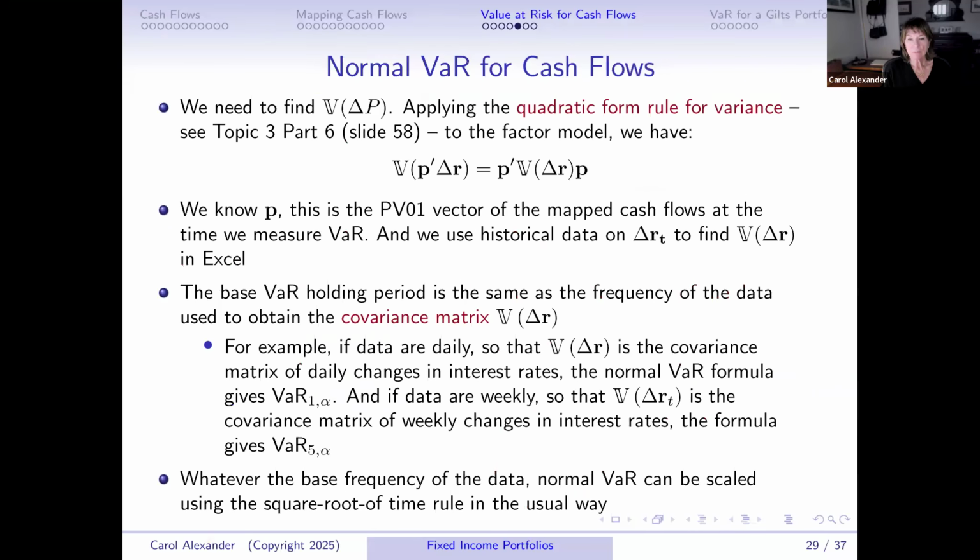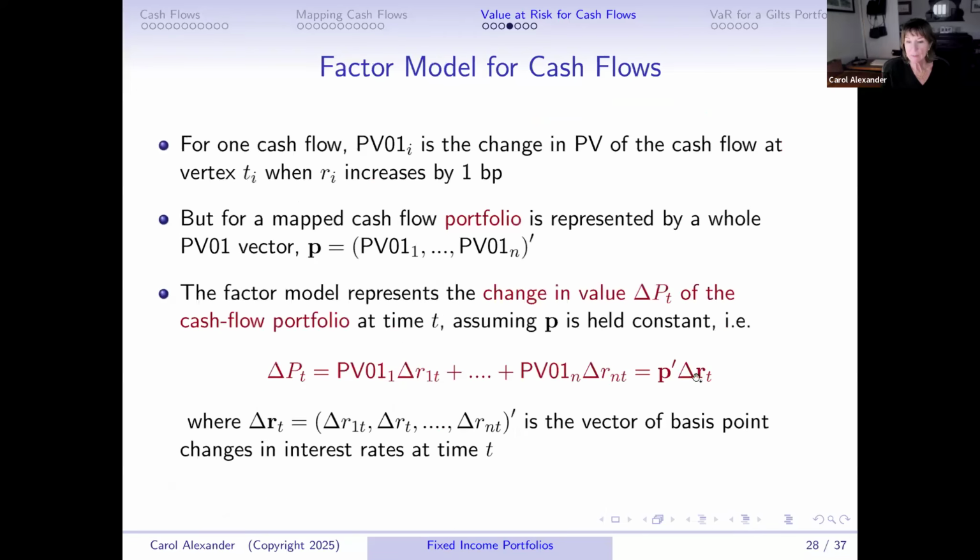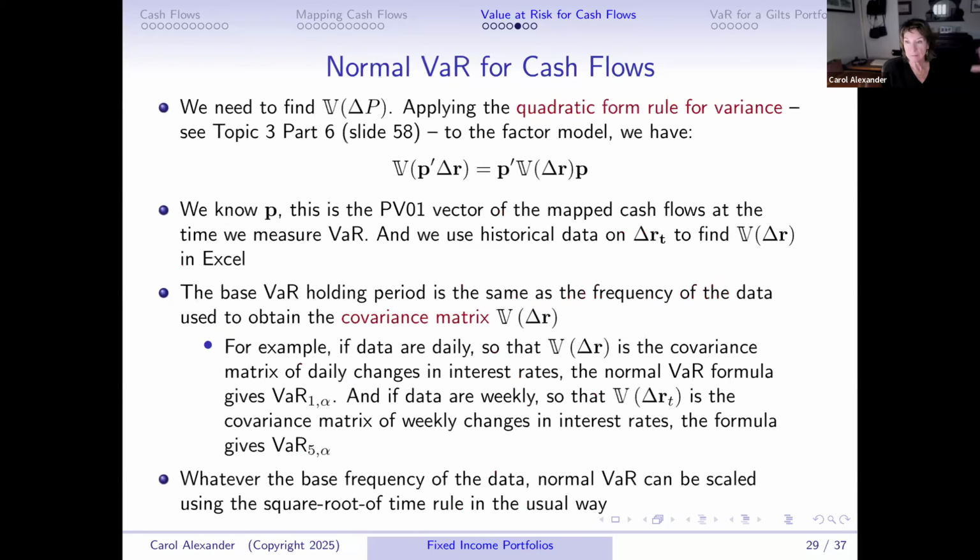Because we've got a vector representation here, P prime RT, when we take the variance of this vector product, we get a quadratic form. We can't write out the formula in summation form. It was easy for the cash flow mapping because we just had two things to deal with, so we could use the variance of AX plus BY formula. But here we've got a very large dimension, and so we're going to have to use matrices. And in the Excel spreadsheet for the VAR for a gilts portfolio, I'm going to use MMULT a lot.